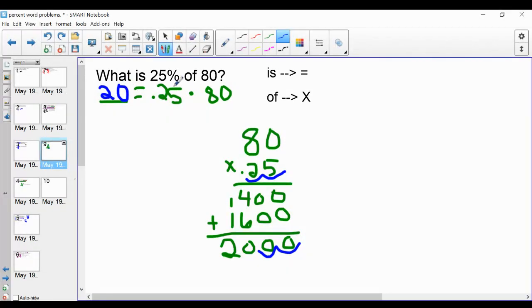So 25% of 80. So remember, 25% is smaller than 100. So this number should be smaller than 80. Okay? All I did was multiply the two numbers there.